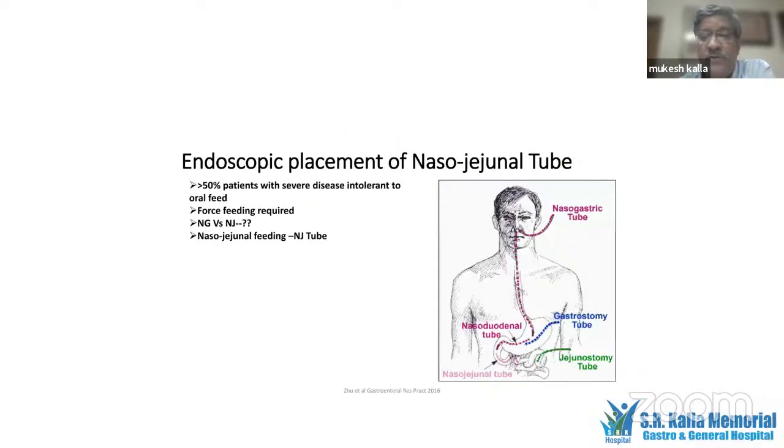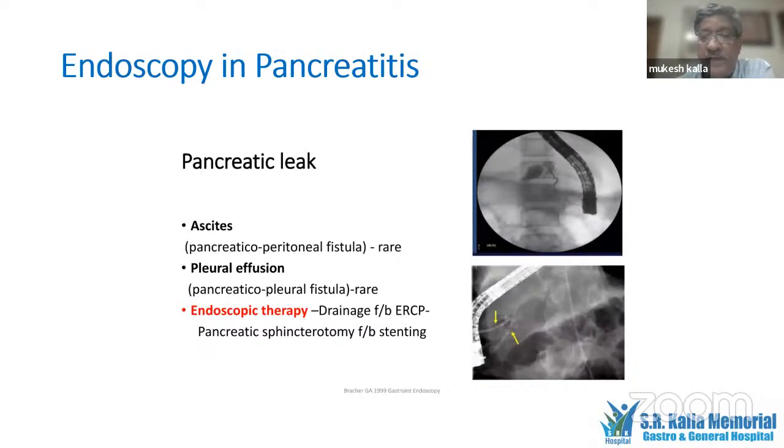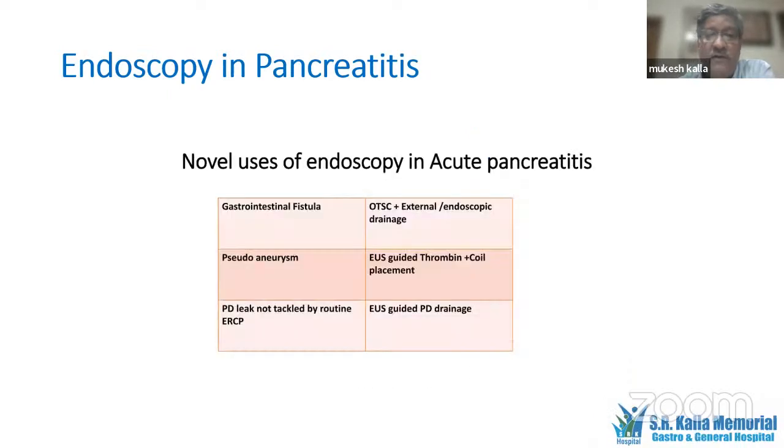A nasojejunal tube can be placed without pushing too much air. Then you can manage pancreatic leaks by doing a pancreatogram and pointing out the location of the leak. Other novel uses of endoscopy in acute pancreatitis include OTSC application and EUS-guided thrombin or coil placement for pseudoaneurysm. These are things which are gradually coming in.